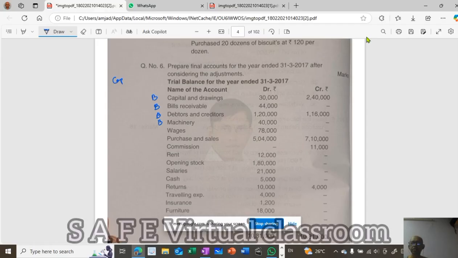Wages go into trading account. These are salaries we need to pay, expenses, profit and loss. See, wages means normally what we are paying to the coolie people, the people who are working in the factory.